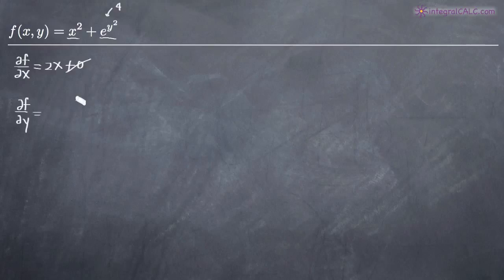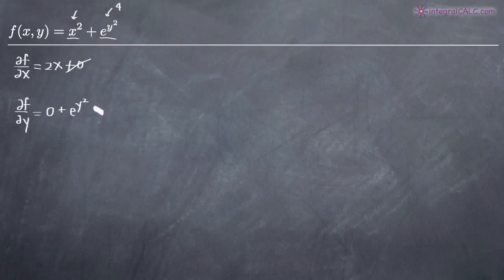The partial derivative with respect to y, again, term by term. For the first term here, x squared, there's no y variable involved in that term. So the derivative there is going to be 0. But with respect to e to the y squared, we'll have to take the derivative with respect to y. So remember that when we're taking the derivative of e to the x, the derivative is just e to the x. So similarly, the derivative here will just be e to the y squared.